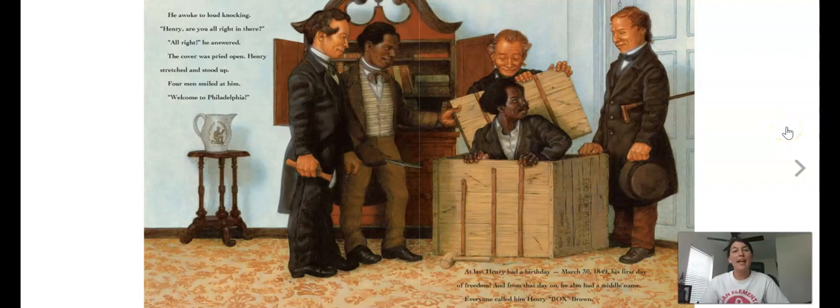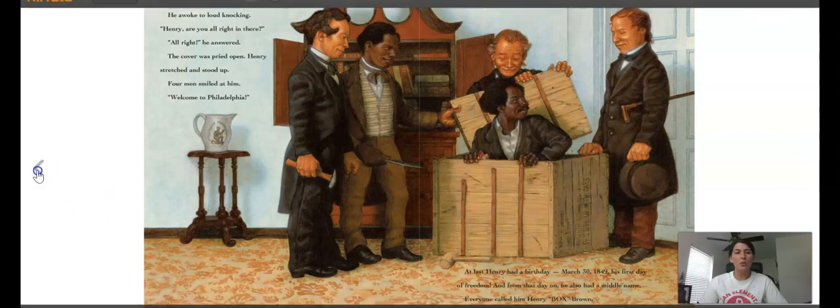Good. We know that Henry came up with the idea to mail himself to Philadelphia, where he was able to then be free. So that was the solution to his problem. So we know that our learning goal is to identify the problem and solution, which we've now done. But now let's take a look at the steps that the character, which is Henry, took to solve this problem so we can figure out what kind of traits he might have.